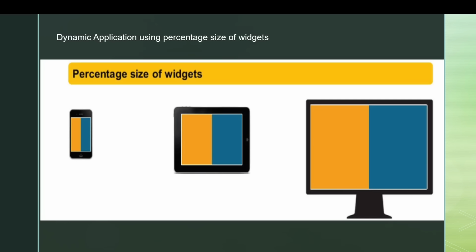So moving on. Here it is, the percentage size of widget. As you can see, if we have two widgets, both have 50 percent. If we run on mobile, it will show 50% vertically, and on the tablet it also shows 50%, and on the desktop it also shows 50% width. There is no prioritizing. There is no selectability in this type of strategy.